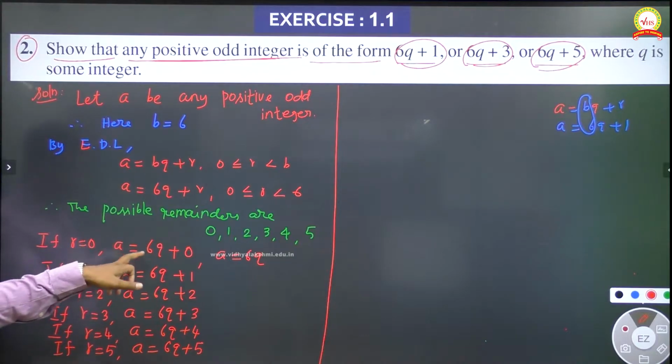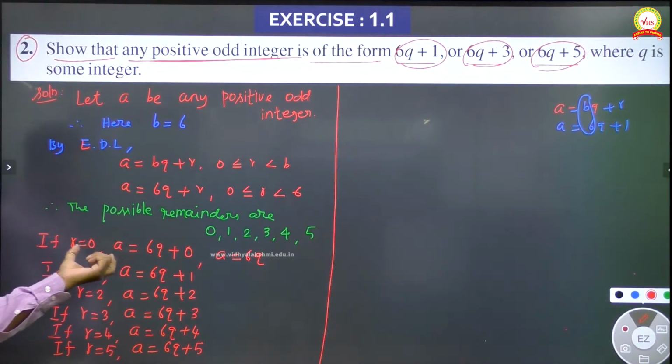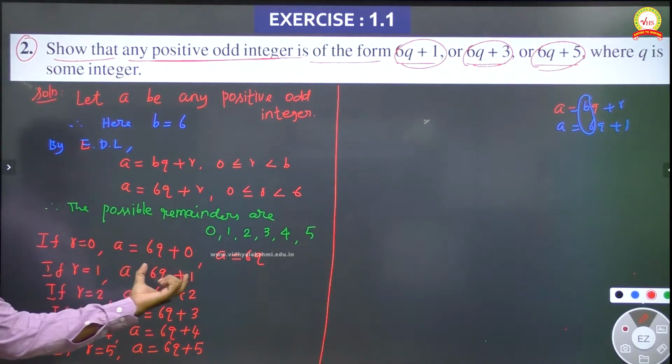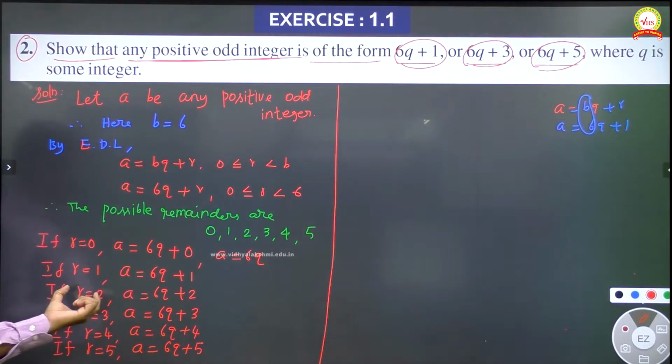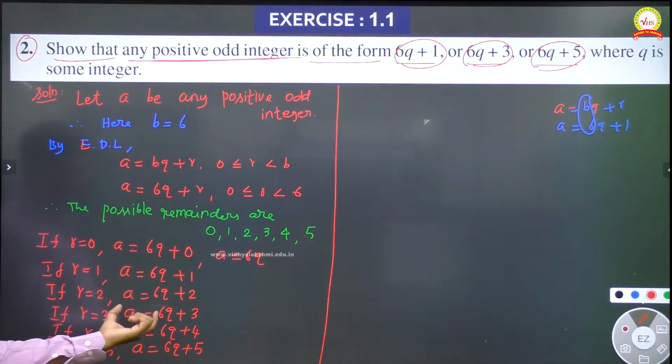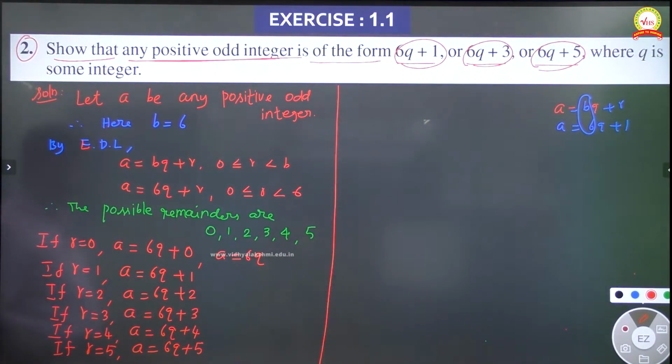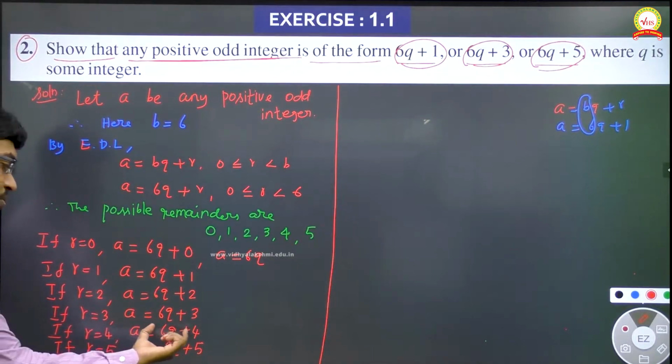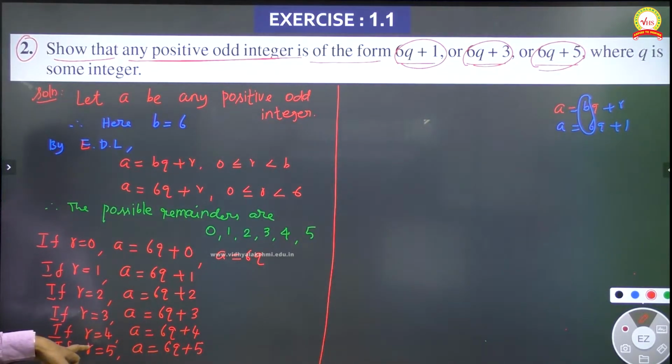Next, see this: remainder equal to 0, we get the integer 6q; remainder equal to 1, 6q plus 1; remainder 2, the integer is 6q plus 2; remainder equal to 3, the integer is 6q plus 3; remainder equal to 4, 6q plus 4; remainder equal to 5, a equals 6q plus 5. So this is our result.